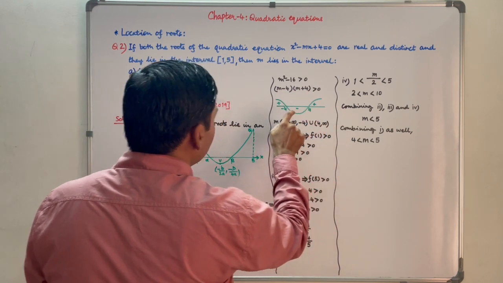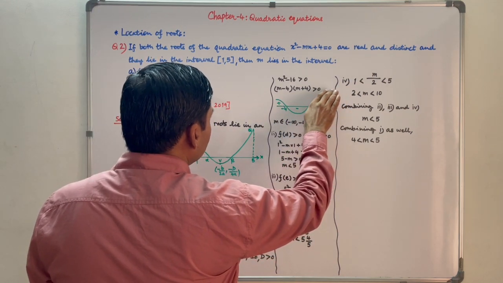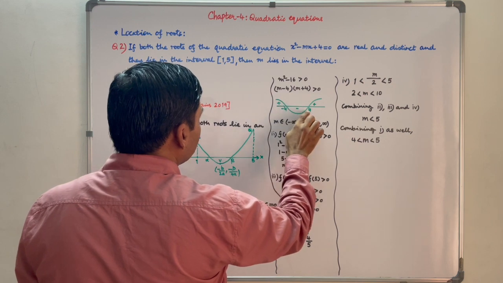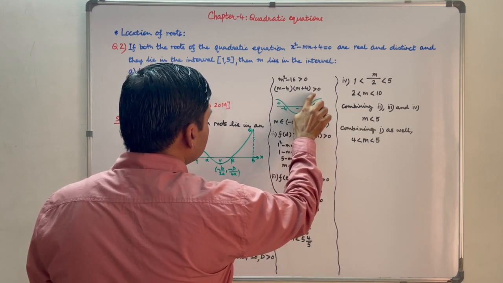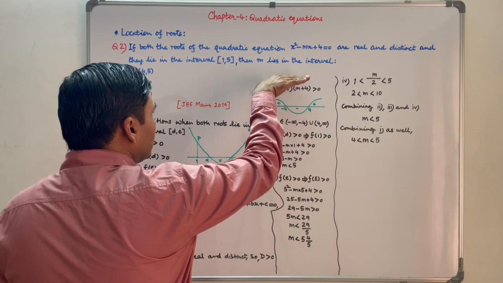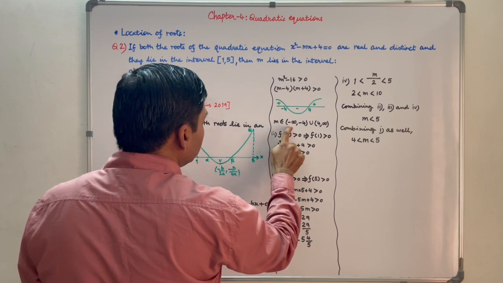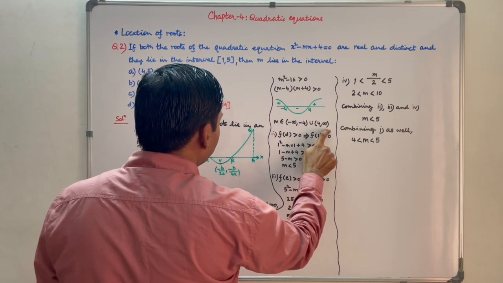Draw a number line and mark the points minus 4 and 4. Draw a wavy curve starting from top right and passing through plus 4 and minus 4. Inequality is greater than 0, so we will consider the zone above the number line. So m lies between minus infinity to minus 4 and 4 to infinity.